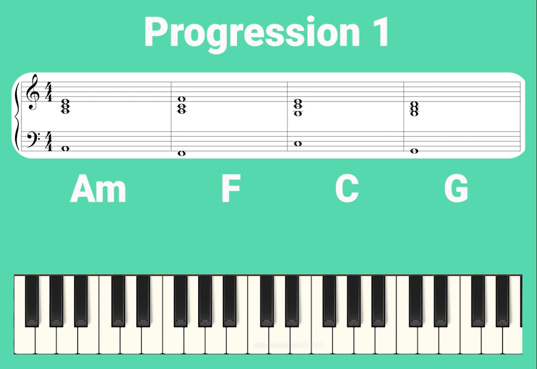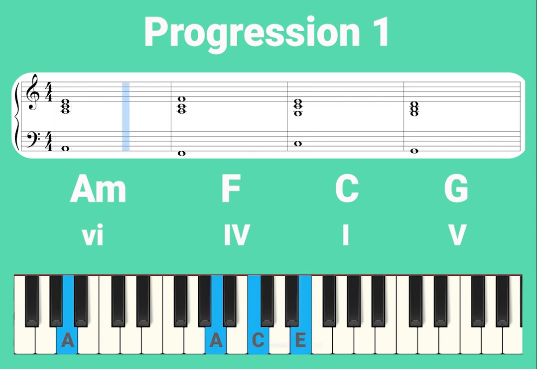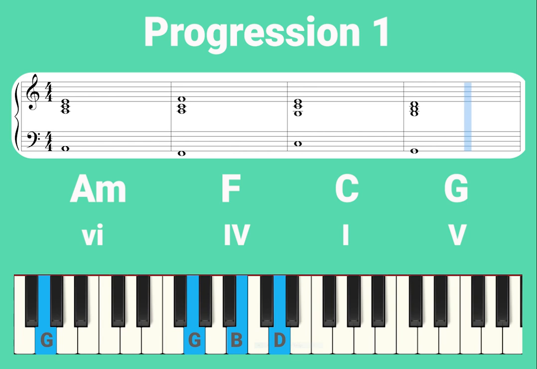Okay, so let's take a look at this first progression. Here we have the progression of A minor, F major, C major, and G major, or chord 6, 4, 1, and 5 in the key of C major. This first one is a very common progression used widely in songs as well as cinematic and epic music. You would have heard it thousands of times.